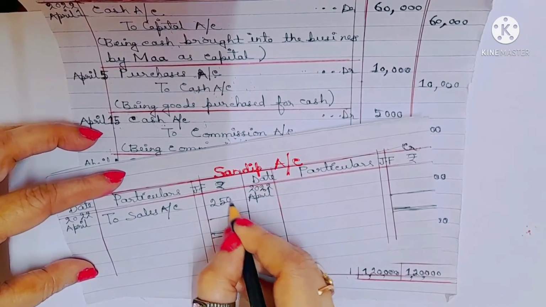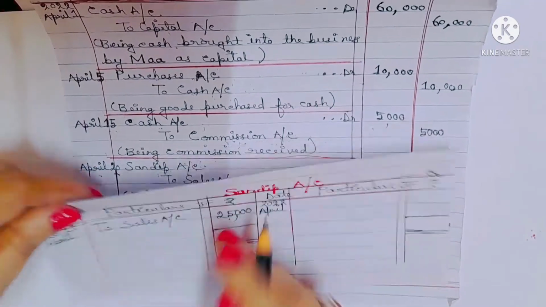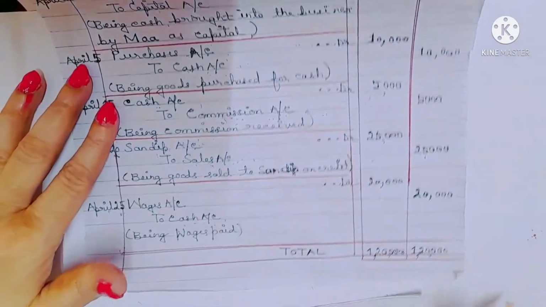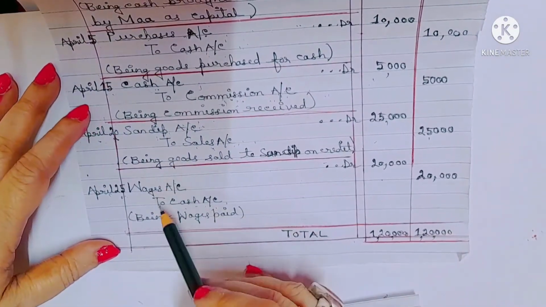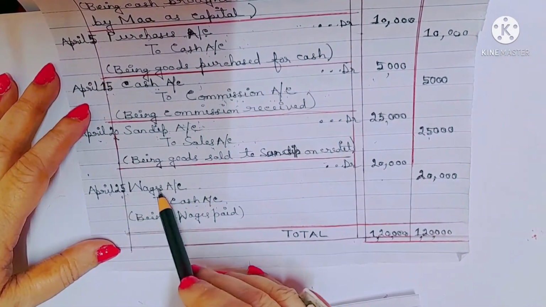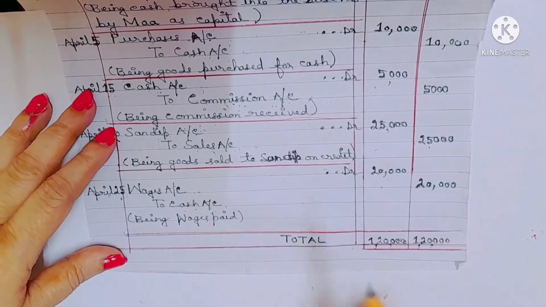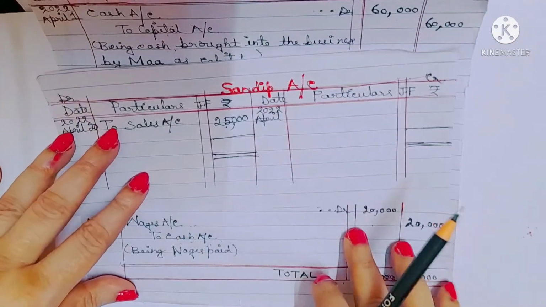25,000. So what is the date? 20th April. Any other transaction? See, last is wages account on 25th April, wages account to cash account. There is no Sandeep account, so we'll ignore. Now let's do the total.